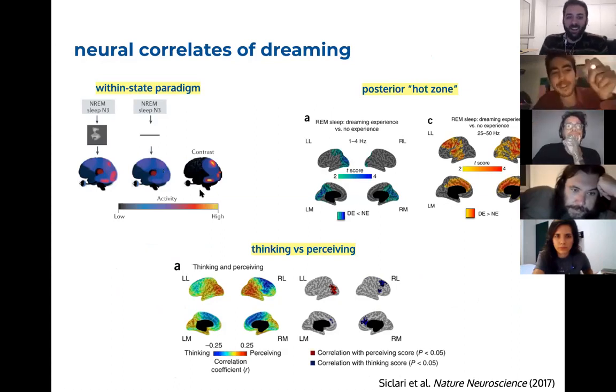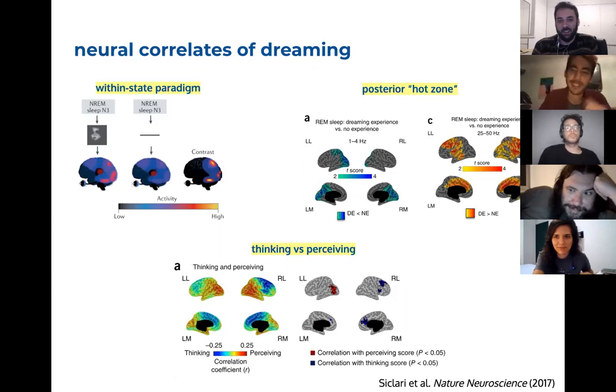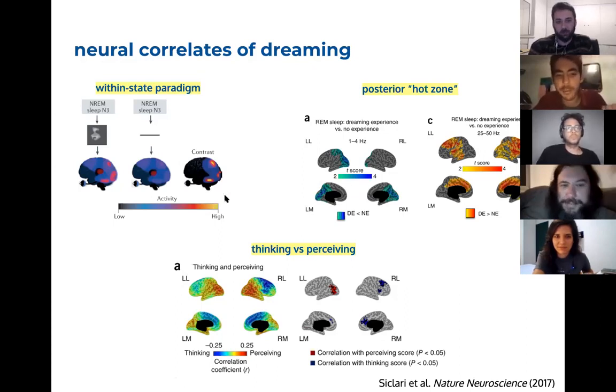The way that works is the person sleeps and you wake the person up multiple times during the night, like 20 times, and just ask, were you dreaming? And then the person wakes up and tells you if they were dreaming or not. Then you look at the brain activity in the previous 2 minutes of EEG, and you contrast that.